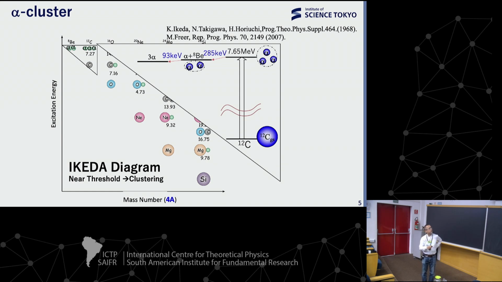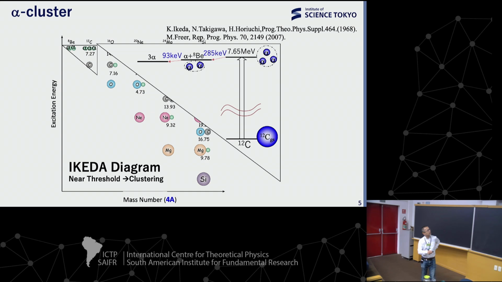So this happens for the other heavier clusters, like oxygen-16 is carbon-12 plus alpha, which is also relevant to the synthesis of oxygen-16 in the universe. Okay.